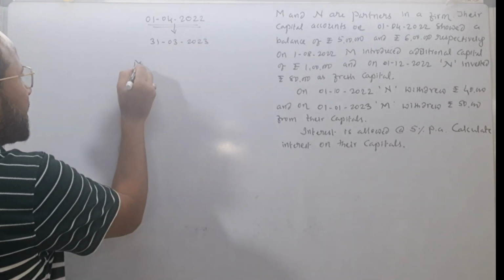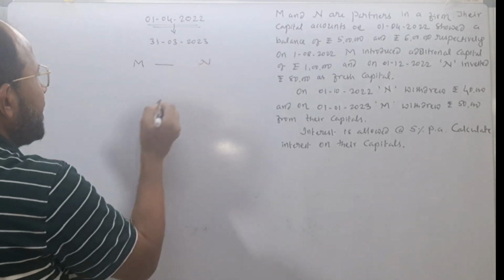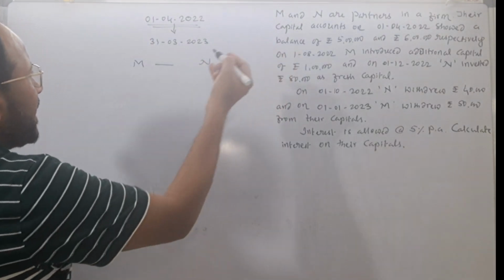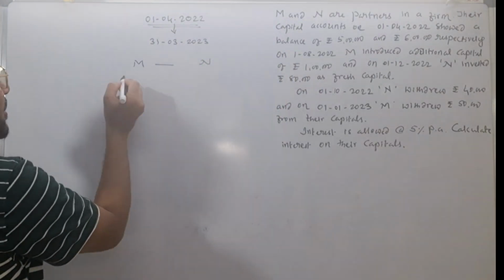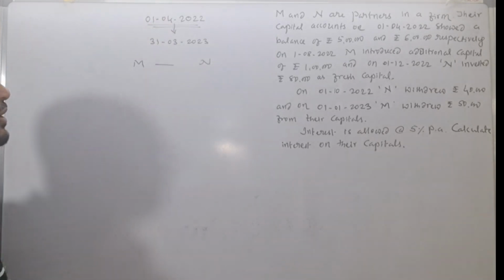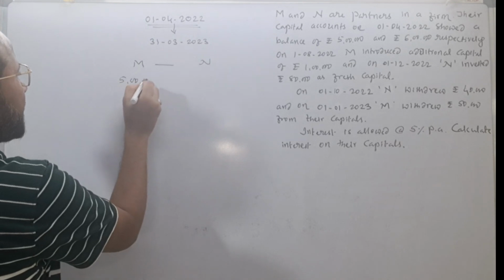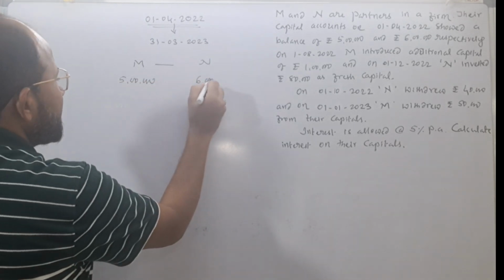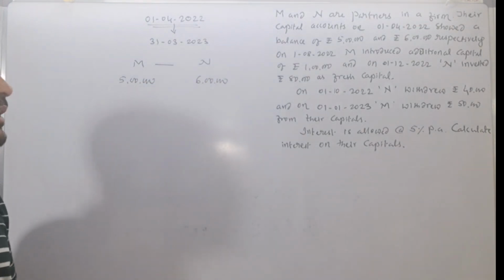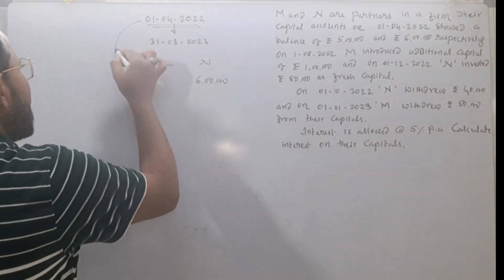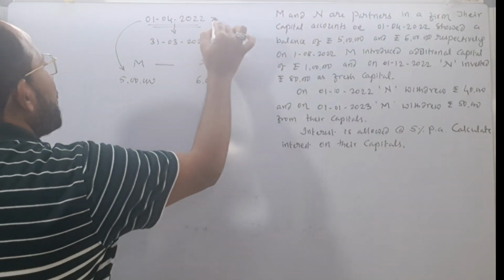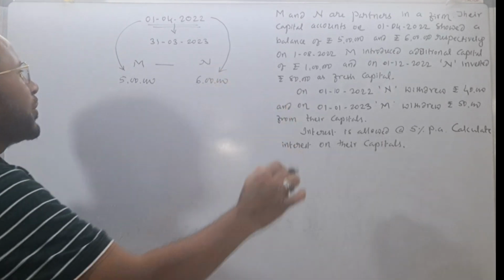But here two partners are there, M and N. Here their capital account balance on 1st April 2022 was rupees 5 lakh in case of M and rupees 6 lakh in case of N. Very simple thing is there. These are the capital balances on 1st April 2022.